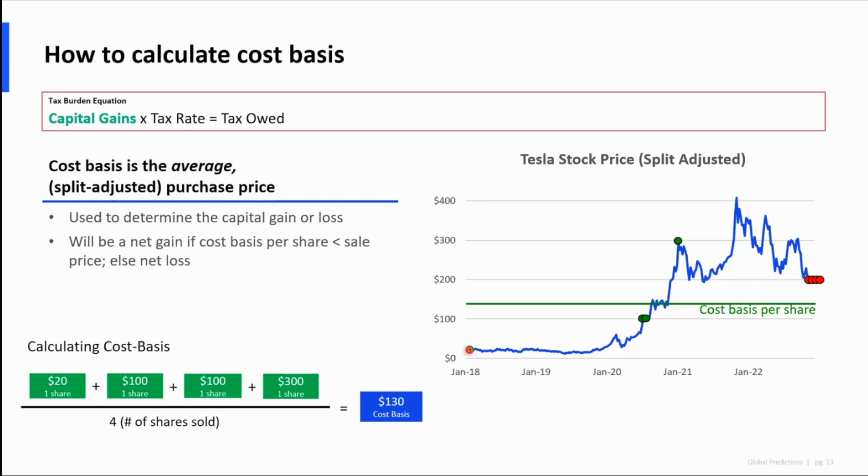So here we've taken a chart of the Tesla stock price, and each of these bubbles represents a time that I bought one share. The first one I bought at roughly 20, I bought two more at roughly 100, and I bought one more at 300. My cost basis for this transaction is going to be 130, given by this weighted average over here, and I've drawn this average line here. If I sold all those shares at a higher value, I have a gain. If I sold all those shares at a lower value, I would have a loss.